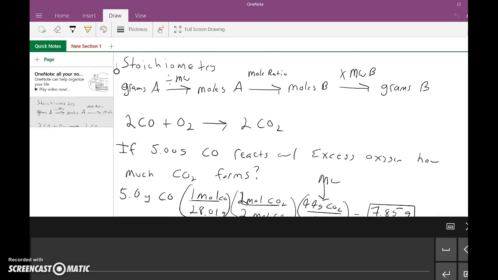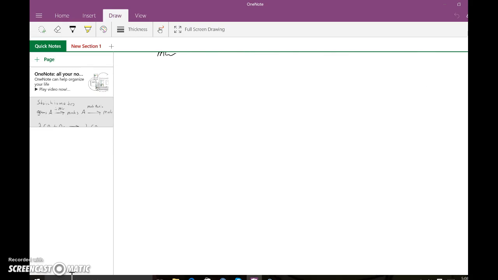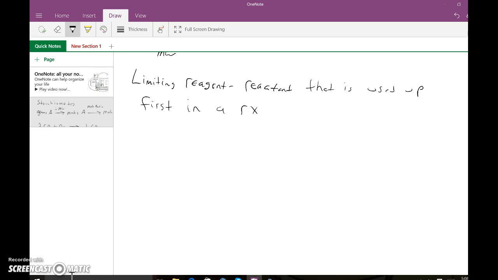Let's go ahead and look at one where we have 2 givens and a limiting reaction. So limiting reactant, or reagent, whatever, that is the reagent or the reactant that is used up first in a reaction. RXN means reaction. You probably knew that.